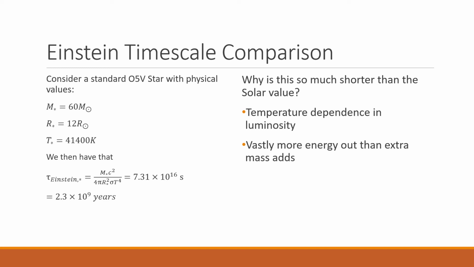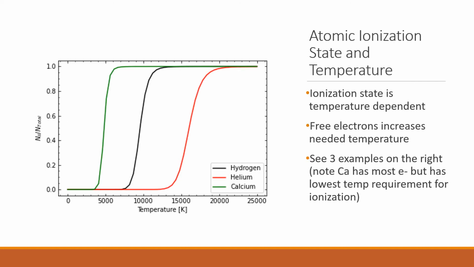On the note of things with temperature dependences, we shall now move on to ionization. So let us first consider atomic ionization state and how it depends on temperature. This here is a plot of 3 elements I made from an old homework assignment. We have hydrogen, helium, and calcium, elements with various numbers of electrons, and we can look at their ionization temperature here.